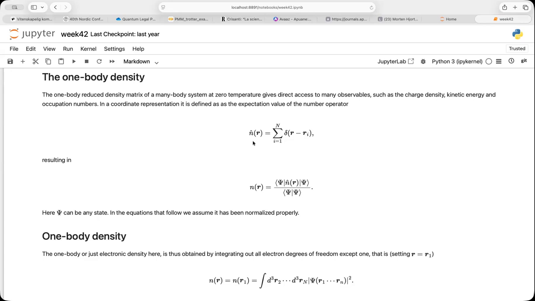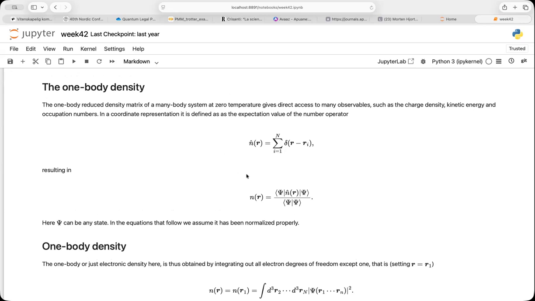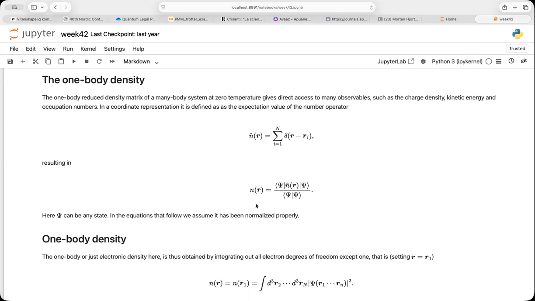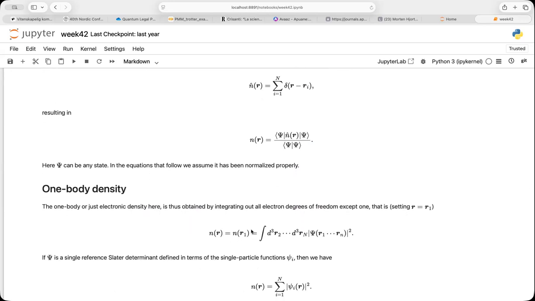The density here, the one-body density, is defined as an operator, and that operator is given in terms of a delta function. Then you can calculate the expectation value of that one, which defines the so-called one-body density. This is normally a quantity which would be normalized. We are later going to see that this will have a factor of n, so that when I integrate this one, that gives me the number of particles.